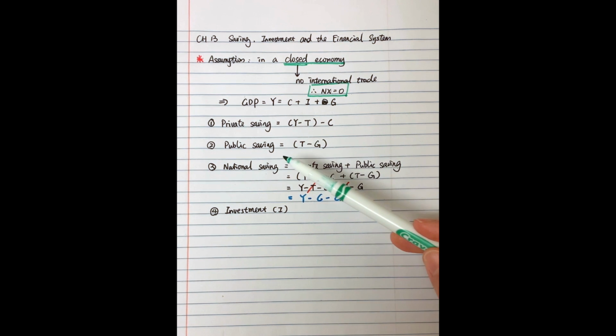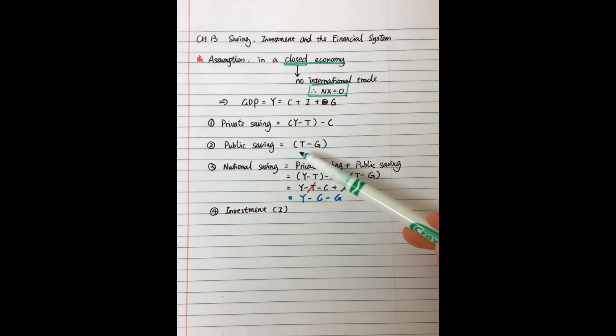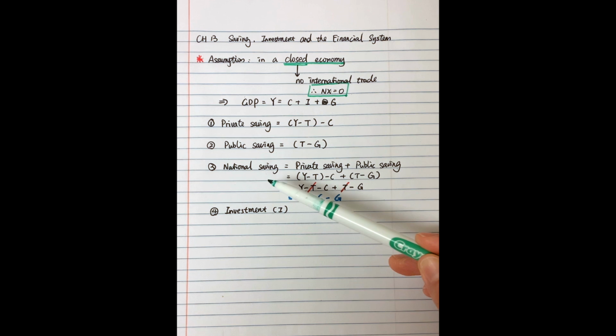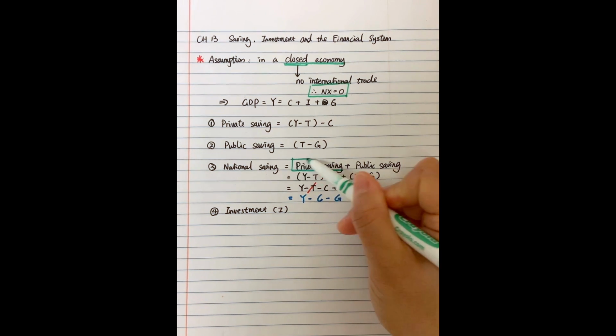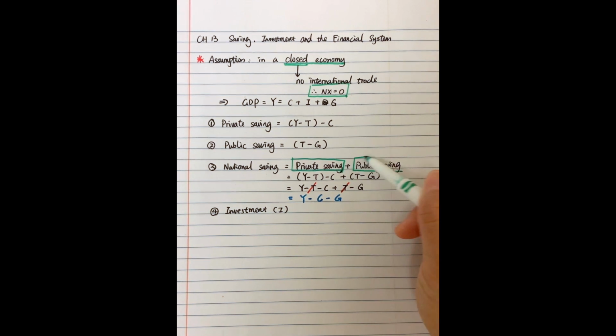And for the public sector, we also have public saving. So public saving is equal to T minus G. T represents government revenue, right? G represents government expenditure. Therefore, public saving is equal to tax revenue subtract government spending, okay? Then based on the private saving and the public saving, we can have the national saving. So national saving is just equal to the summation of private saving plus public saving, okay? We can write down these two equations.